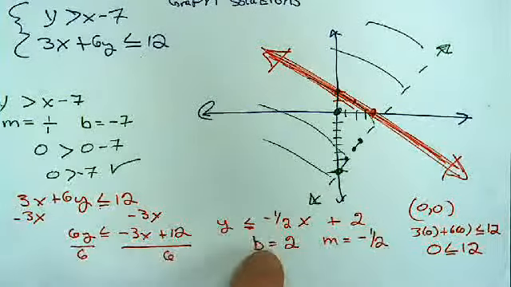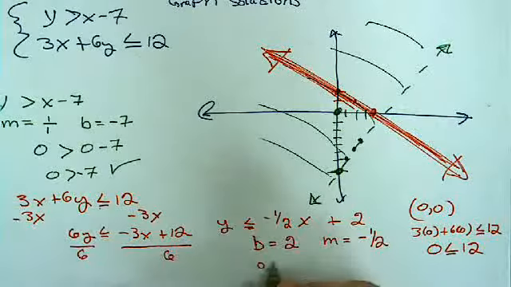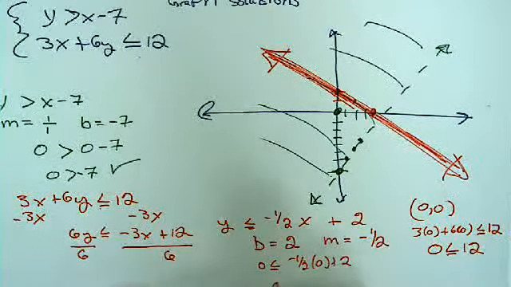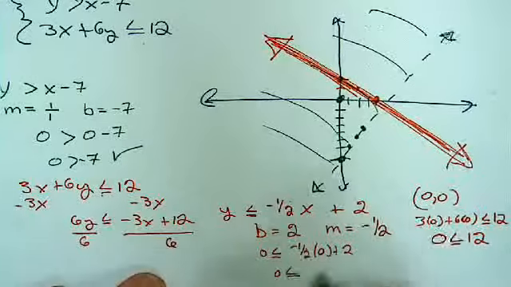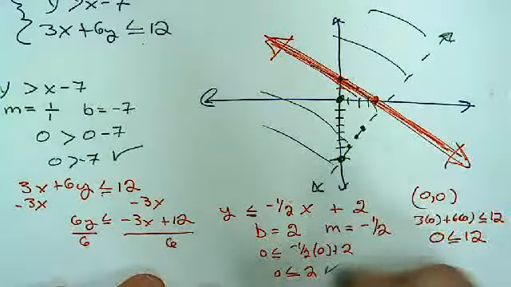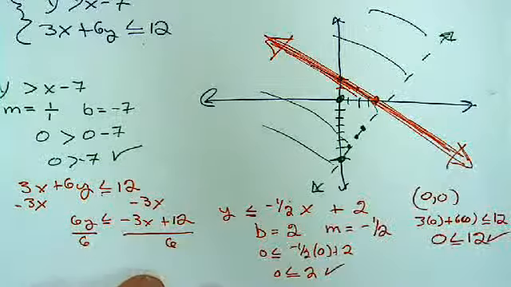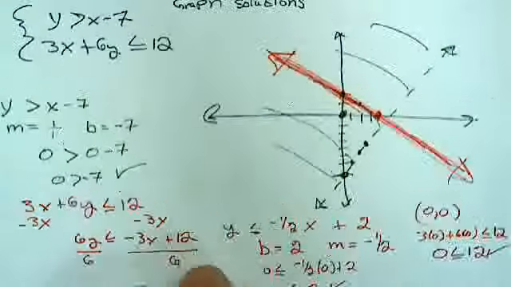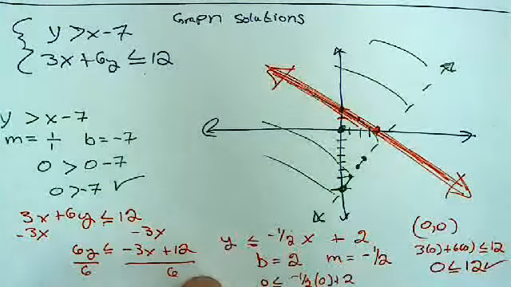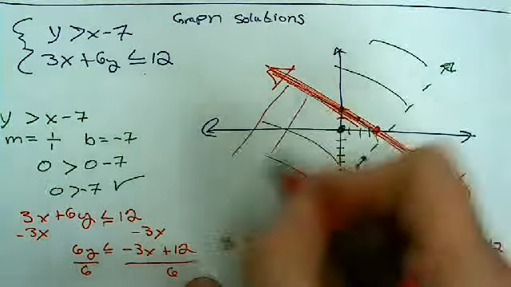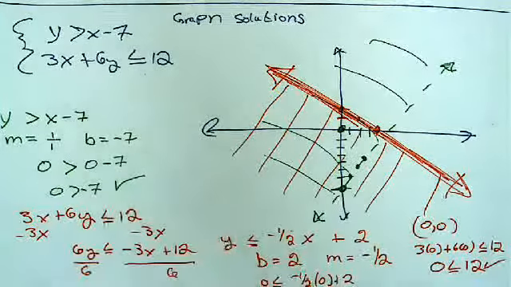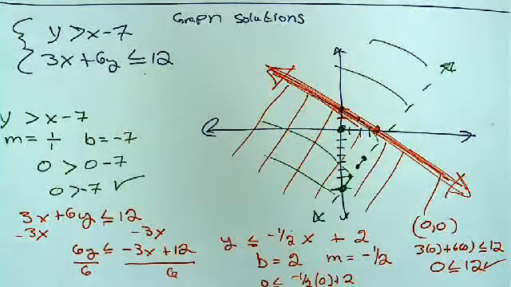I can do the same thing here, too. 0 is less than or equal to negative half times 0 plus 2. 0 is less than or equal to 2. So in either case, it checks out. So I'm going to shade towards 0, 0, because if the test point works, you shade towards it. So here are those lines. It's going to be this way. And then I look for the area where both of them overlap, where I have green lines and red lines.